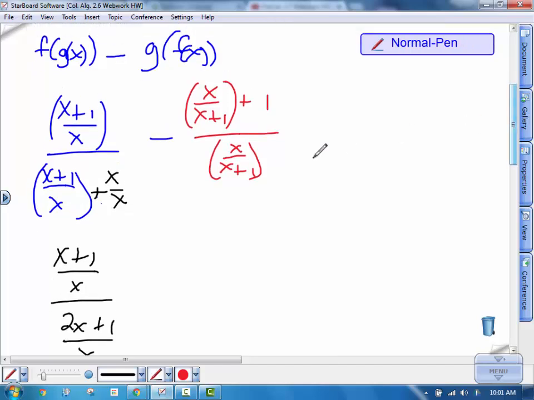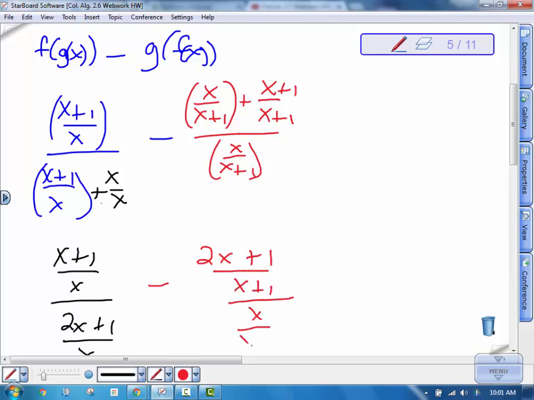Now I need to simplify that as well. So I'm going to make this x plus 1 over x plus 1, so I can get a common denominator. And then simplify, so it turns into 2x plus 1 all over x plus 1. And then at the bottom I have x over x plus 1.